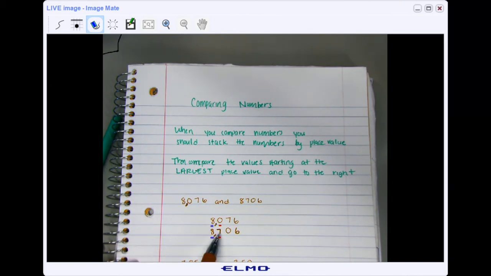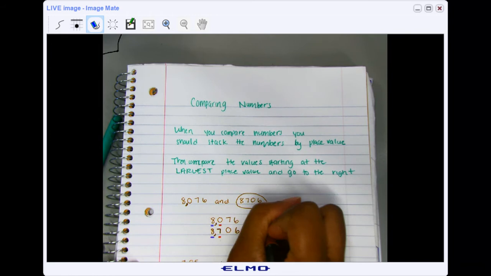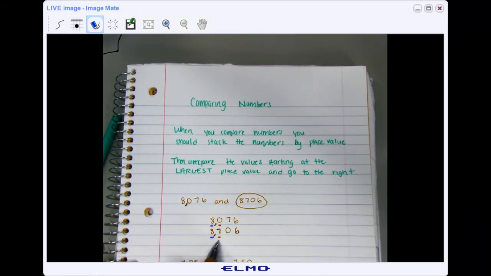The 7 in the hundreds place is worth more. It's worth 700. The 0 in the hundreds place has no value. So because we moved to the next place value, that hundreds place, we were able to figure out which number is bigger. And it's our second number, 8,706, because it has a 7 in the hundreds place and the other number only has a 0 in the hundreds place. We've already figured out which number is bigger, so we don't even have to compare the rest of the place values.